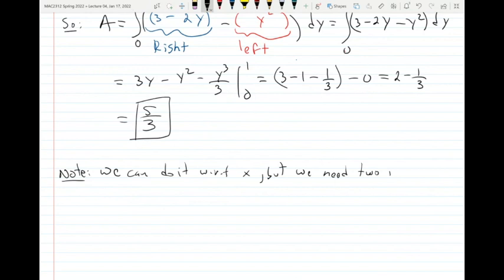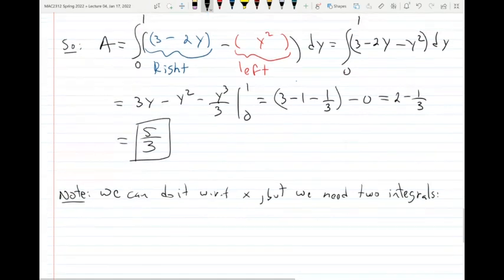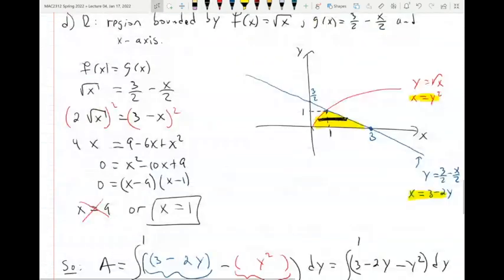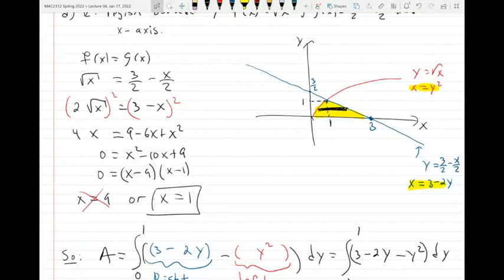Wait, so what are you doing? What am I writing? Read it. No. Instead of doing it with respect to y, we're doing it with respect to x. Are you going to do it again with respect to x? Yeah. Oh, okay.